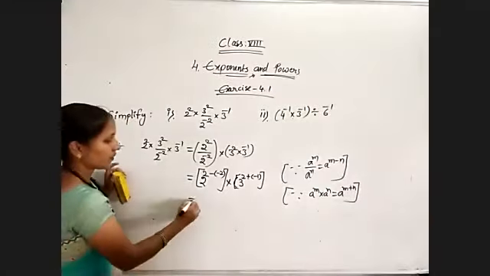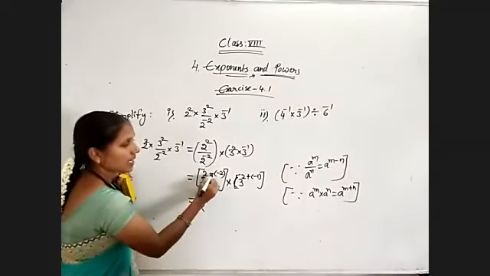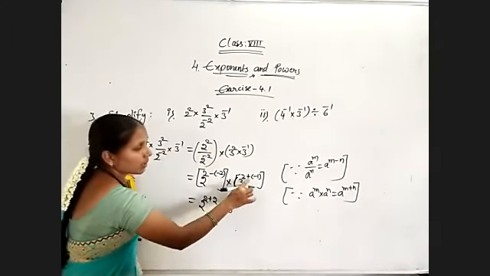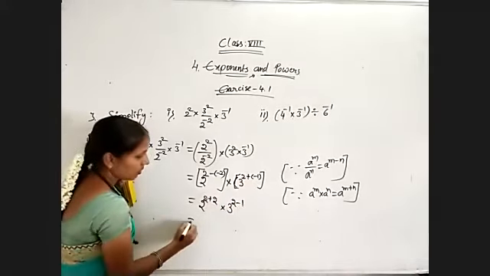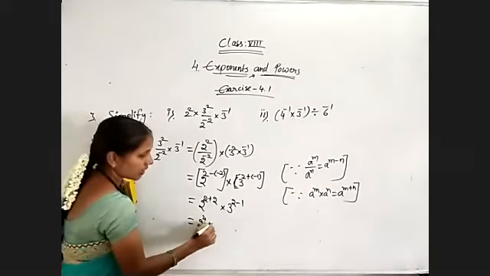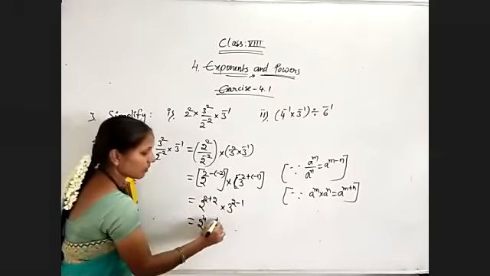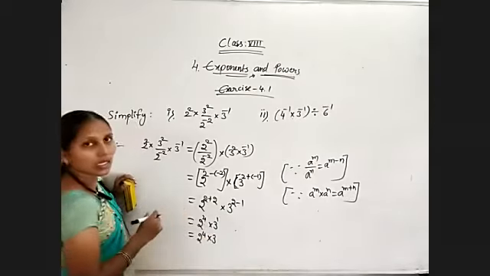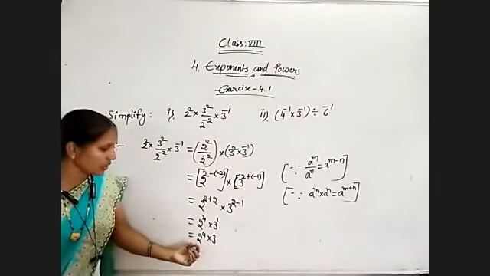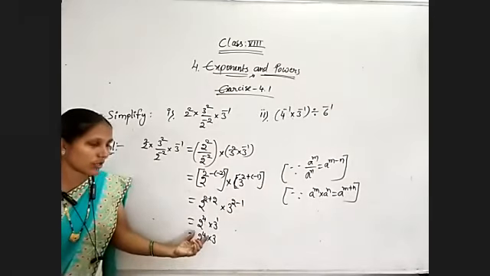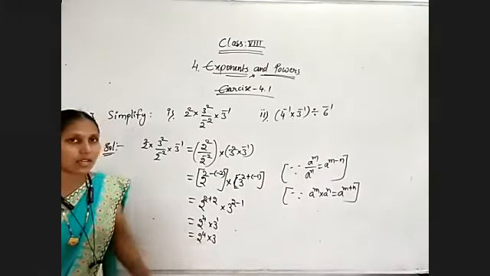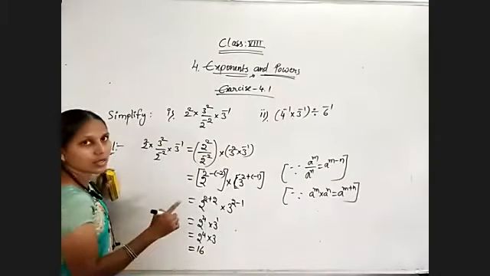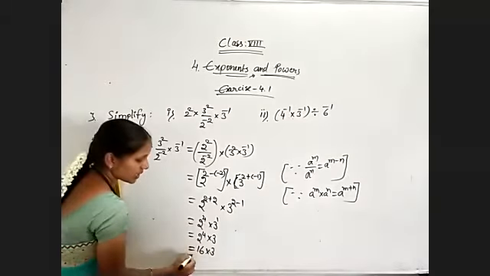Now simplify. 2 to the power of 2 minus minus 2, into 3 to the power of 2 plus minus 1. Now 2 to the power of 2 plus 2 is 4, into 3 to the power of 2 minus 1 is 1. 3 power 1 is nothing but 3 itself. So 2 power 4 into 3. If you want to write it as a number, you can, because this is a very simple number. 2 power 4 is 16. 2 twos are 4, 4 fours are 16, into 3. 16 threes are 48.